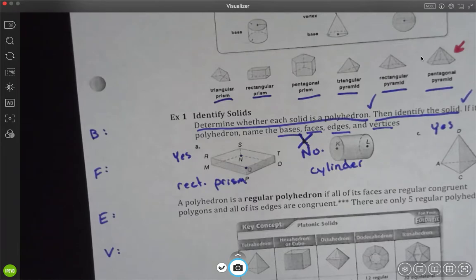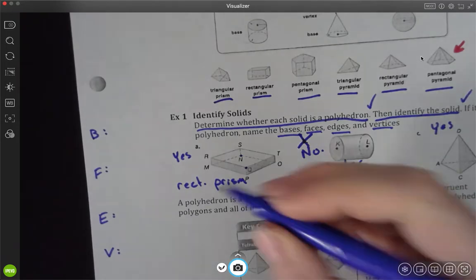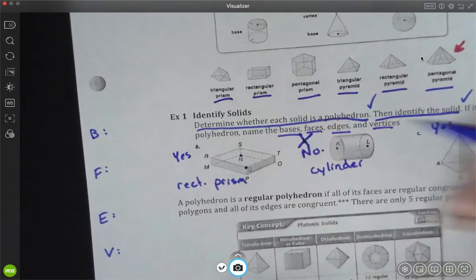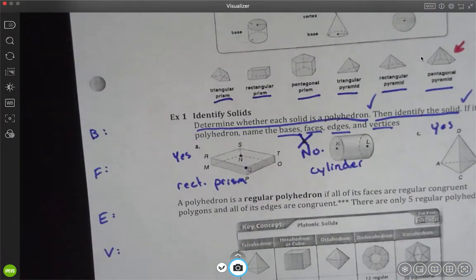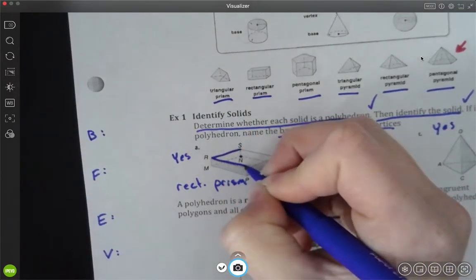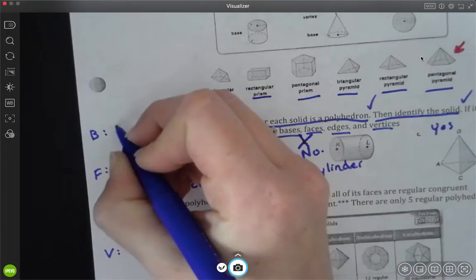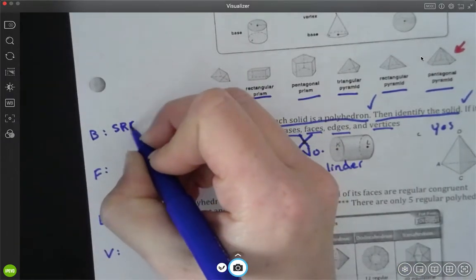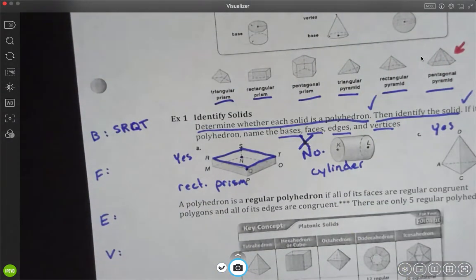Yeah, I had a lot of people do that. So Q is this guy right here, N is that guy right there. So those are just naming the vertices. S, R, Q, T. So he says S, R, Q, T. That shape, S, R, Q, T, is a base. Yes, that will work, okay?